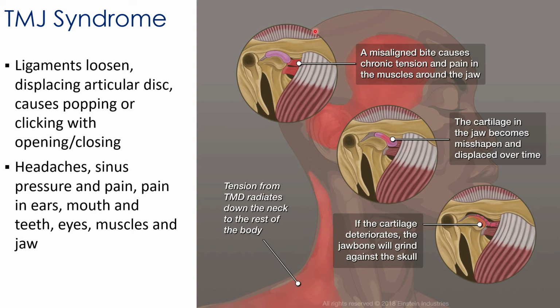So here you can see in this figure that we've got a misaligned bite that is kind of pinching off the cartilage that is part of that articular disc. And so over time, that cartilage is going to be misshapen and then pushed off to the side and displaced. So once that cartilage begins to deteriorate along one part of it, in this case, it's allowing the jawbone to grind against the skull, or it can also allow it to slip out of that fossa into a place where it's not supposed to be.